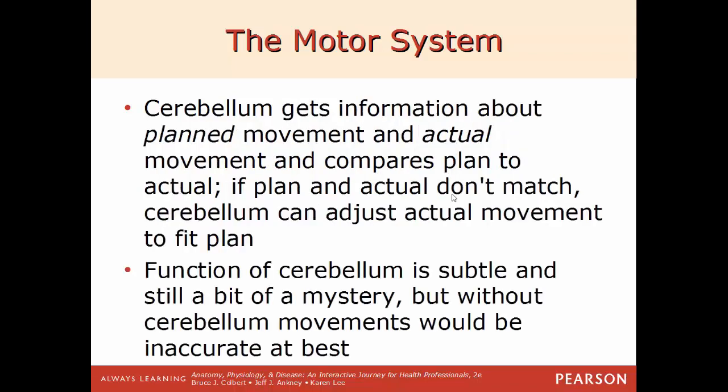The cerebellum will get information about the planned movement and the actual movement, and it compares the plan to the actual. If the plan and actual movements don't match, the cerebellum can adjust the actual movement to fit the plan. So it's where you get the fine-tuning of your movement. The function of the cerebellum is subtle and still mysterious, but without the cerebellum, movements would be very jerky, very clunky, very inaccurate at best.